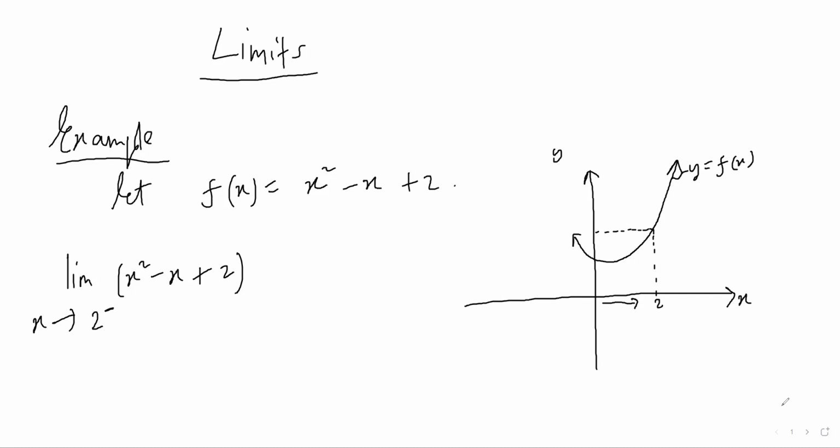We choose them such that the next x value is even closer to 2 than the previous number. In that way, we get closer and closer to 2, but we do not get to 2. We don't use the number 2. That is sufficient for us to determine the limit of this function as the x values approach 2 from the left. So let's see how this works.